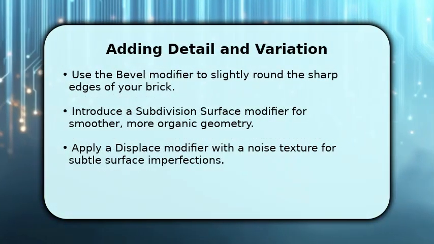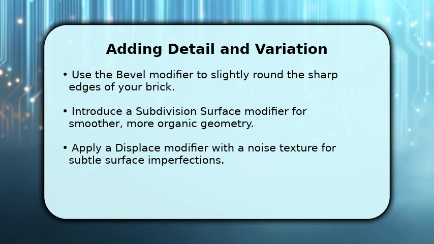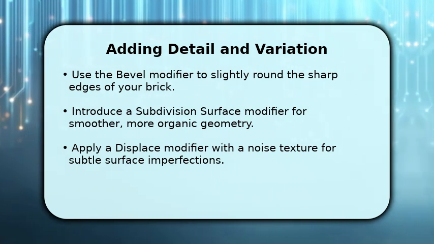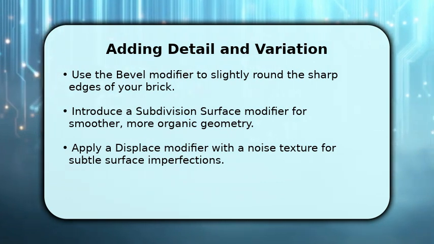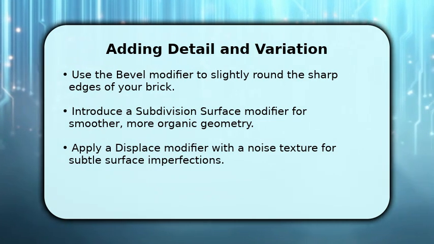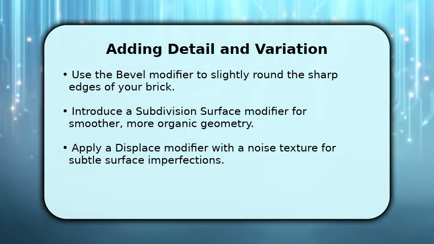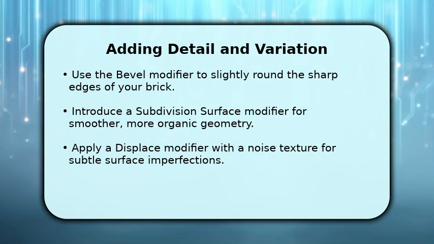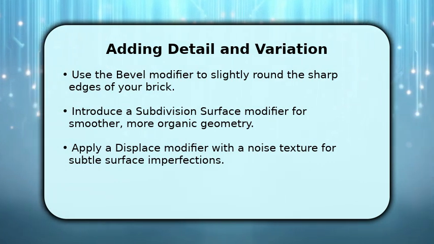Now, let's add some realism to our brick. First, apply a bevel modifier to gently round off those sharp edges, making it look less perfect. Then, introduce a subdivision surface modifier to smooth out the geometry, giving it a more natural feel. For subtle imperfections, use a displace modifier with a noise texture, adding a touch of weathered character to your brick's surface. These steps significantly enhance visual authenticity.